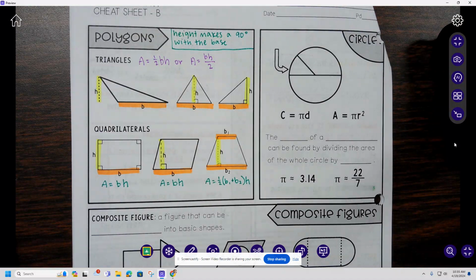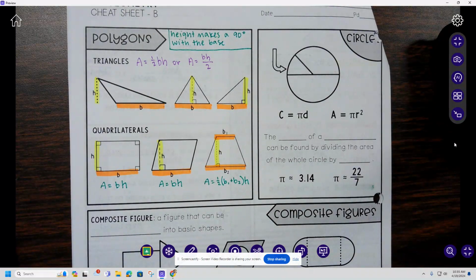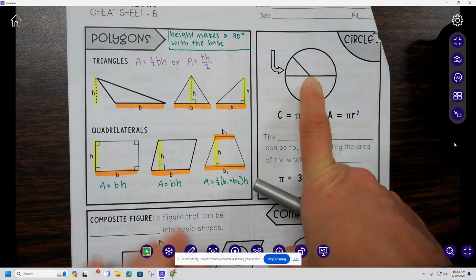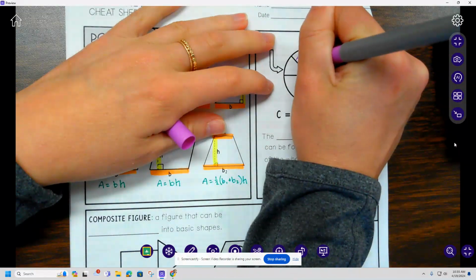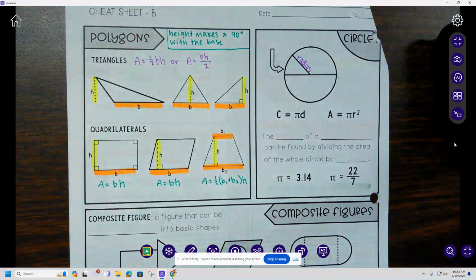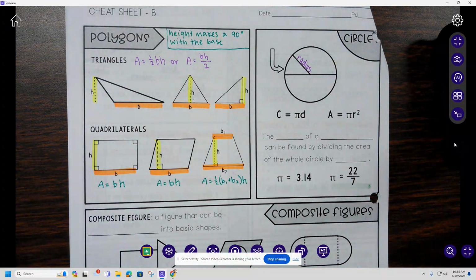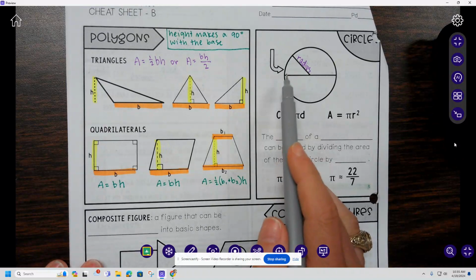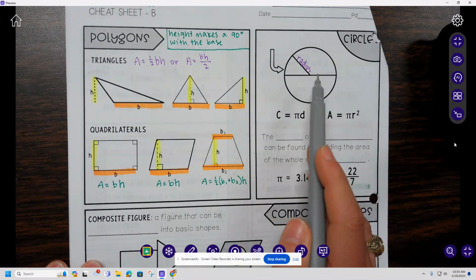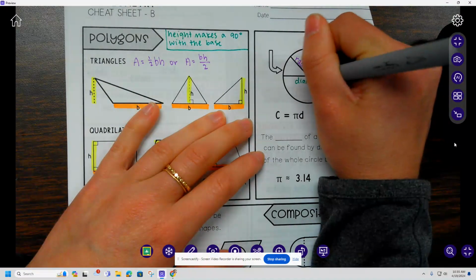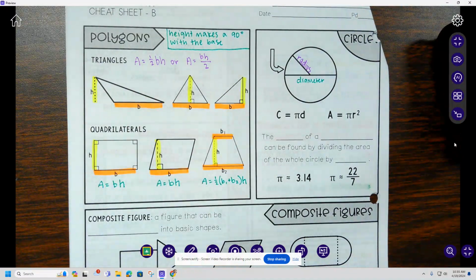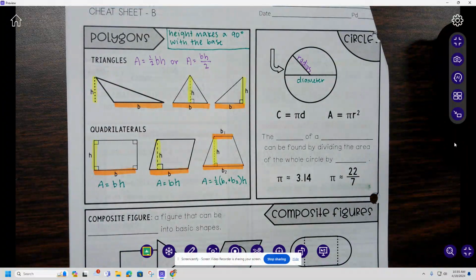All right, now let's move on to circles. So the first thing that we're going to do is we're going to name parts of the circle. From the middle point of the circle to one edge, that is called the radius. A line that goes from one edge of the circle all the way through the middle to the other side is called the diameter. It has to go through the middle. If the line does not go through the middle, then it is not the diameter.